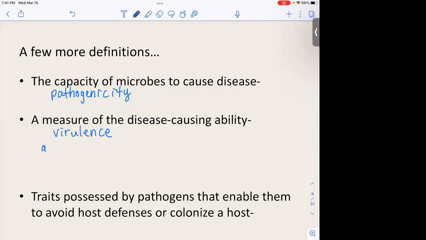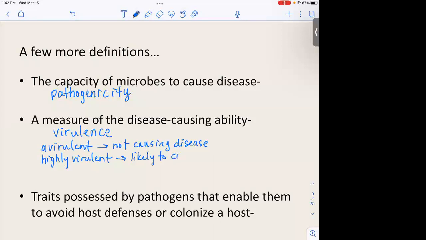So if it's avirulent, it's not causing disease. So that A meaning not. And if an organism is highly virulent, we would say, maybe we'll say likely to cause disease. And it implies that the disease is serious.